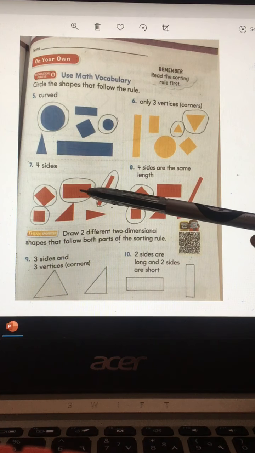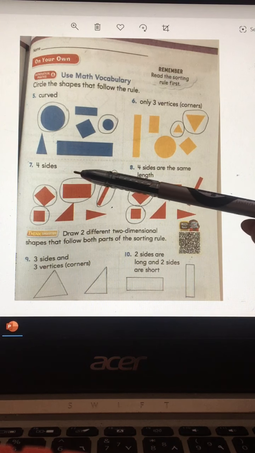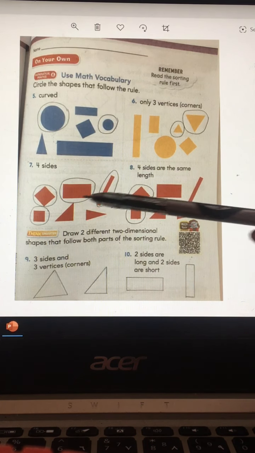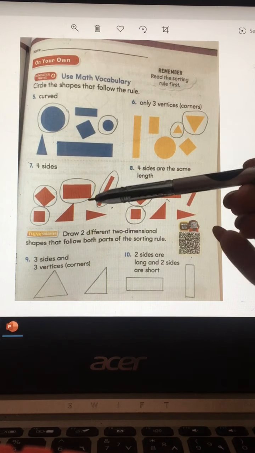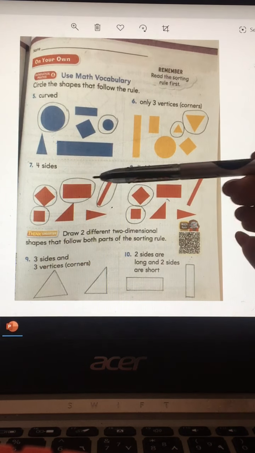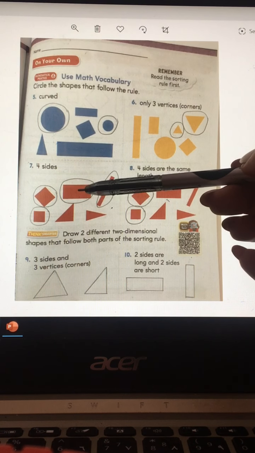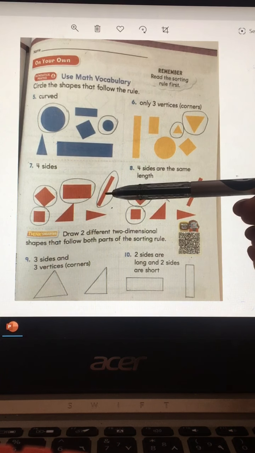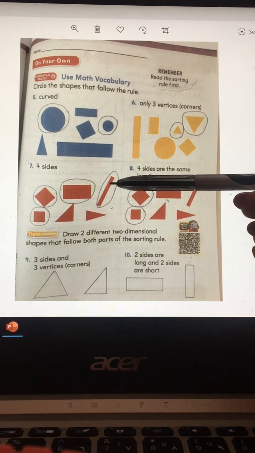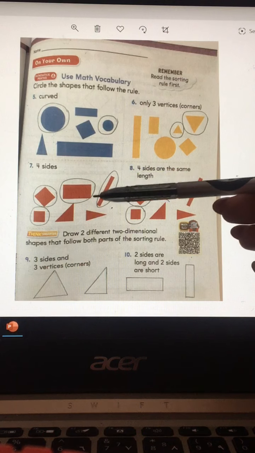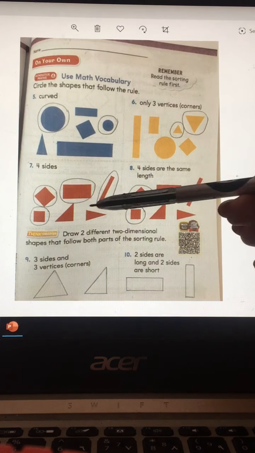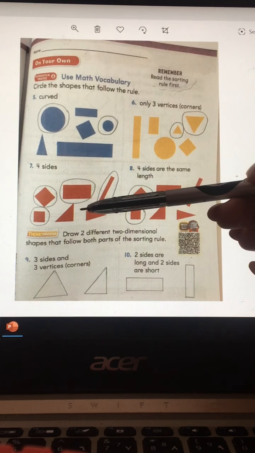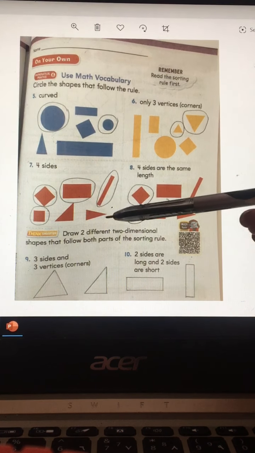This is a rectangle. A rectangle also has 4 sides. Why? Let's count the sides together. This is the first side, second side, third side, and fourth side. So the rectangle is also following the sorting rule. That's why we have to circle it. This is a very thin rectangle. As you can see, it also has 4 sides. That's why we have to circle it. These are 2 triangles. The triangle has 3 sides only, so we are not going to circle it.